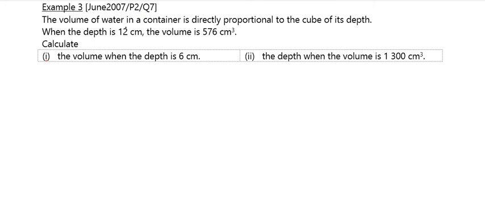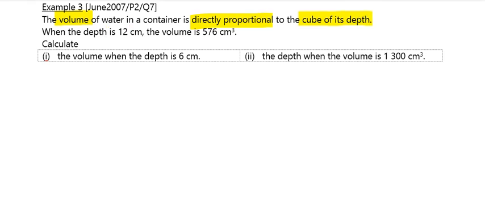The volume of water in a container is directly proportional to the cube of its depth. When the depth is 12 centimeter, the volume is 576 cubic centimeter. Calculate part 1, the volume when the depth is 6 centimeter, and part 2, calculate the depth when the volume is 1300 cubic centimeter. Now, for the first part, you have to identify what are the two variables that are connected in your question. So here, you can see that the volume of water is directly proportional to the cube of its depth.